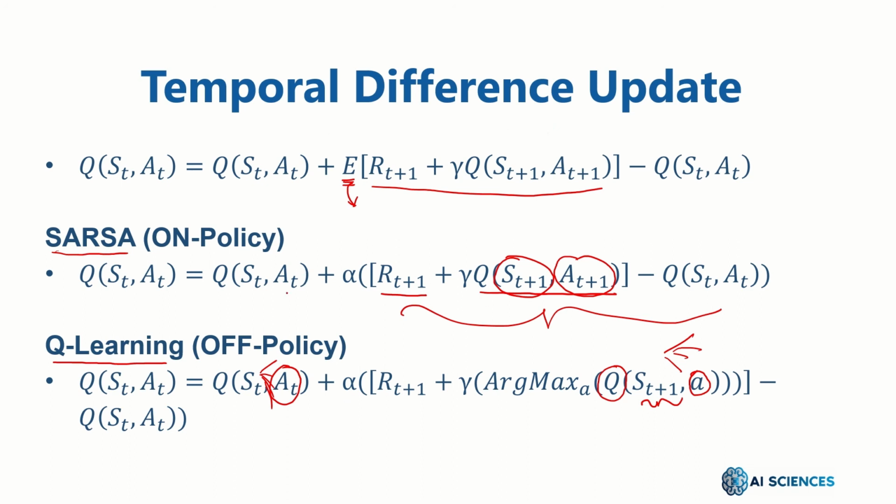So both SARSA and Q-learning are temporal difference learning algorithms. The difference between SARSA and Q-learning is that in Q-learning, when you have taken an action and you reach the next state, the best action at the next state is estimated with the greedy choice, argmax. However, in SARSA, at the next state, there is a policy that guides what action to pick in the next state as well. So yeah, that's SARSA and Q-learning.